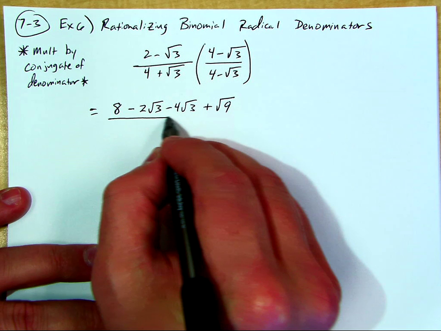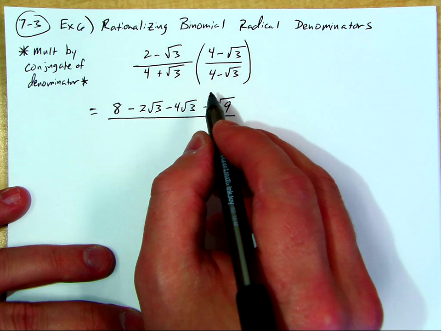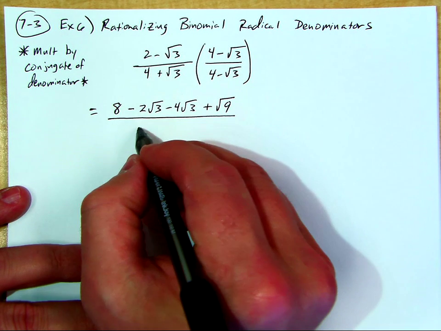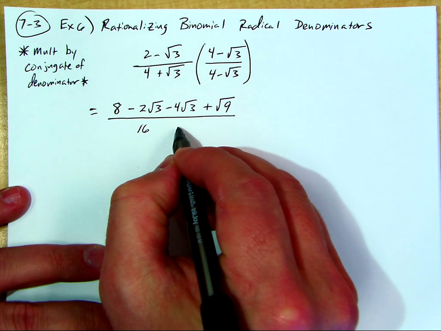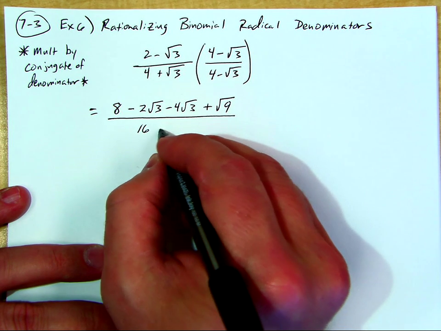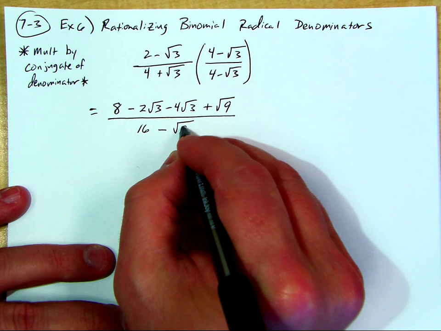And let's do the bottom. We know the middle terms are going to cancel, so we can skip that step. Let's just multiply first times first. So that's going to be 16. Middle terms are going to cancel. Rad 3 times negative rad 3 is going to be minus rad 9.